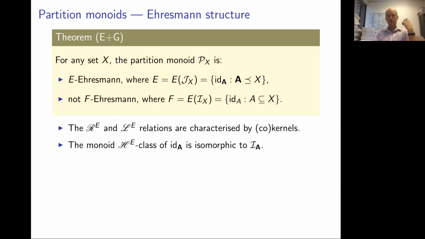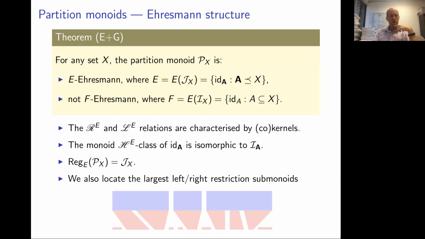Once you have a structure like this, it automatically gives you a whole bunch of interesting substructures. H classes of idempotents in semigroups give you groups. H^E classes in these give you monoids, and the H^E classes turn out to be isomorphic to symmetric inverse monoids. If you compute the irregular elements, which I very briefly touched upon before, you get the dual symmetric inverse monoid on the same set, and so this relates the representation theory of partition monoids to those of dual symmetric inverse monoids.